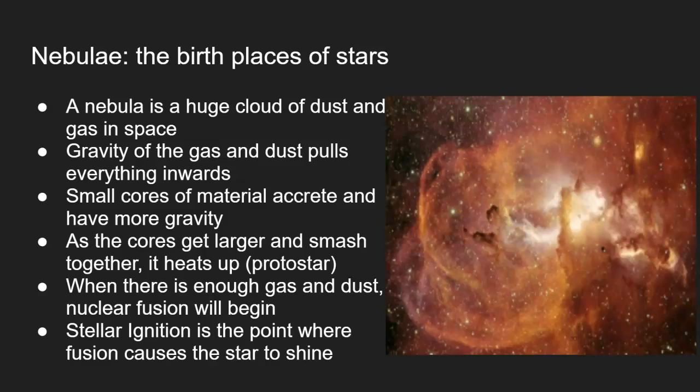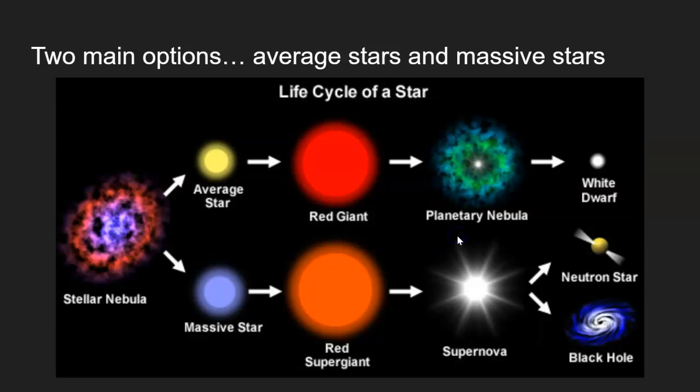Now it starts to heat up. When you get more and more of that material, it gets hotter and hotter, and this is where we get into what's called a protostar stage. When there's enough gas and dust, nuclear fusion will begin. That's when there's so much mass that the atoms in there are hitting each other with so much speed that they are actually fusing. These hydrogen atoms are fusing into helium. Stellar ignition is the point where fusion causes the star to shine. So it's kind of like the switch gets flipped on. Fusion gets going and the star ignites and starts giving off heat and light and radiation.